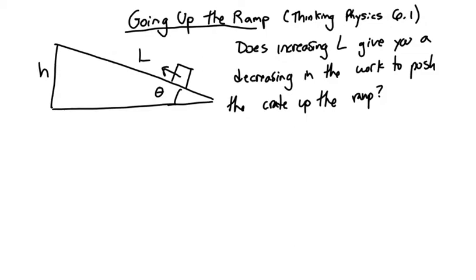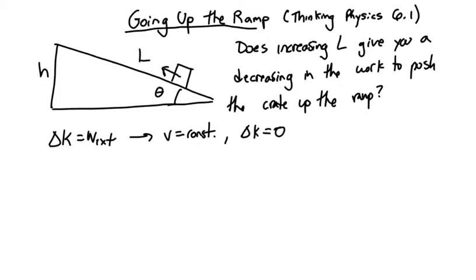We're going to start with the work energy theorem right there. And the first thing to notice is that we have v equals constant. So we're pushing the crate up the ramp with a constant velocity. That means that the change in kinetic energy is zero. The initial and final velocities are the same, so there's no change in kinetic energy. Therefore, the total external work is zero.